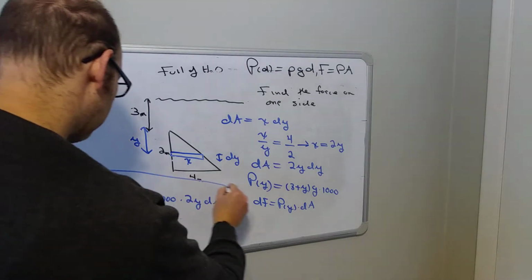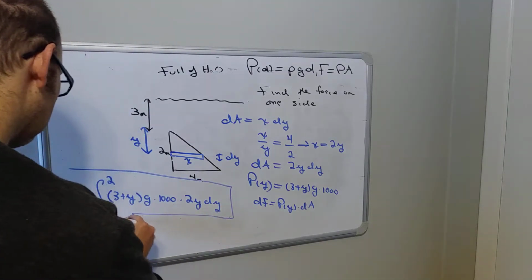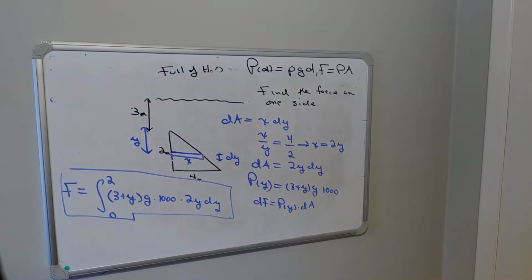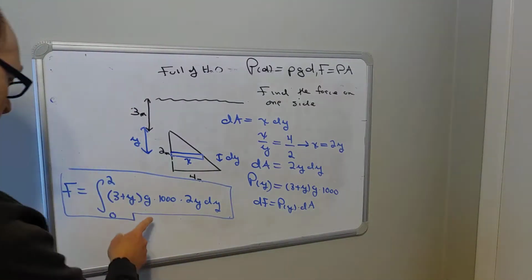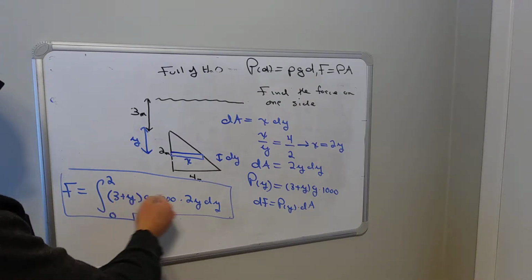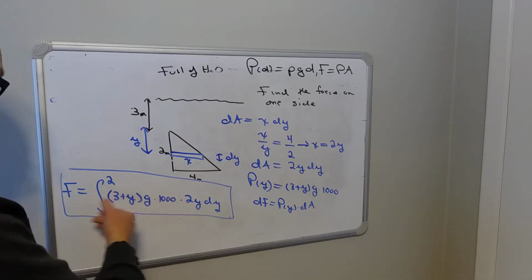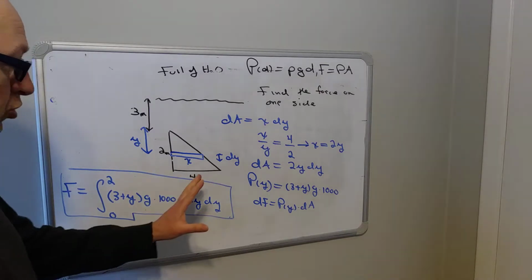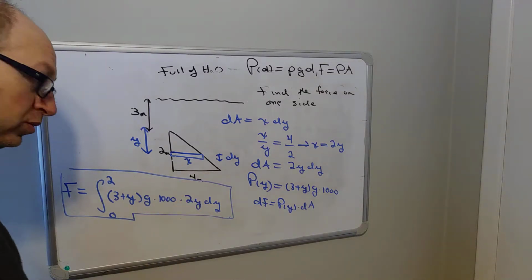And I'll leave it as an exercise for you to work out this integral. You would simply need to distribute the 3 plus y, factor out the constants, and then integrate term by term. It's not at all difficult. Alright, so this is the end of part 1.